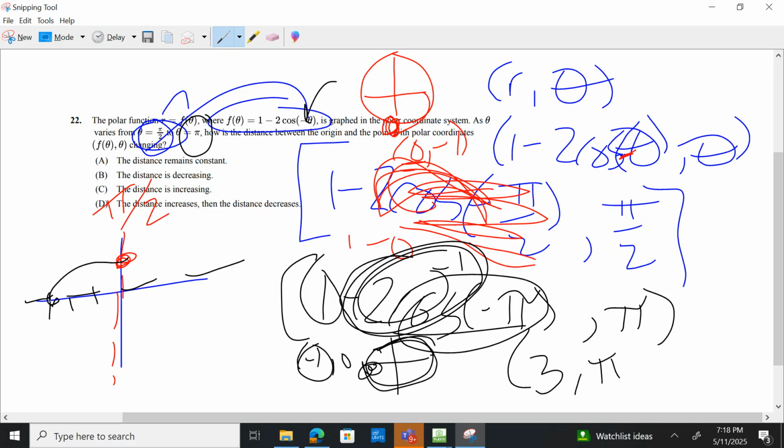And we want to know how the distance between the origin and the point with the coordinates changes. The distance is increasing. Well, the distance from here to here is increasing, right, as we go up. So I believe the correct answer is C. Now we're looking at problem 22. Again, we're measuring this distance and this distance. So our second distance is longer than our first, so it continues to increase as we go from pi over 2 to pi.